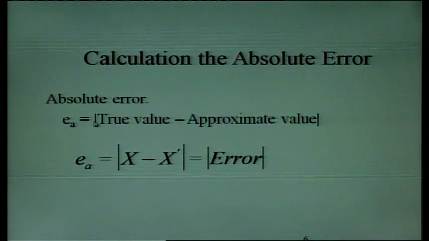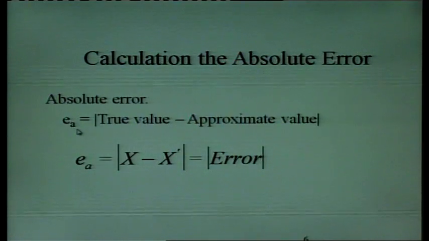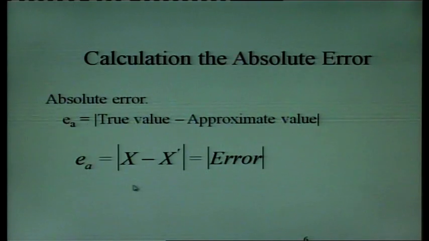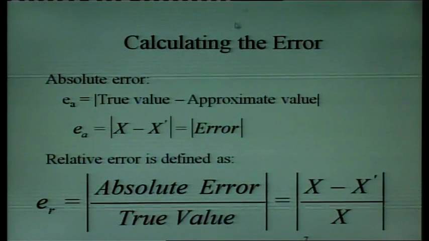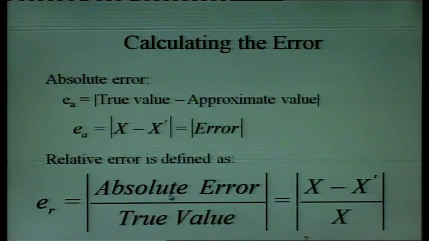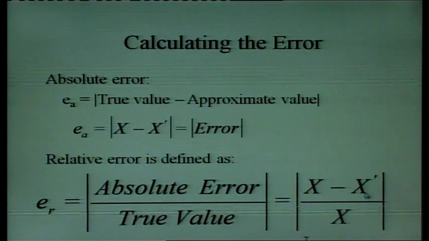Next, like we defined error, we can easily define absolute error. It is in each measurement. It is the difference between the true value and the approximate value. The true value is x and the approximate value is x prime. The difference of these two gives the absolute error. Next is relative error, which is defined as the ratio of absolute error to the true value. Absolute error is x minus x prime while the true value is x.